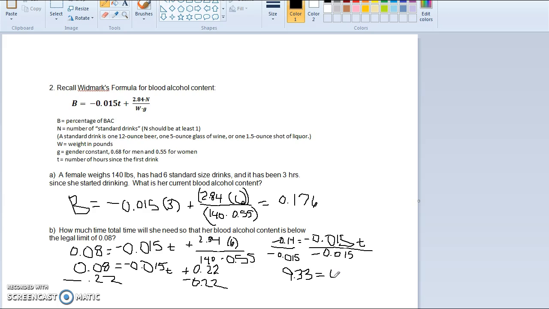So she needs to wait more than 9 hours before she will be legally safe to drive. If you calculate, that's 1/3 of an hour, so it's about 9 hours and 20 minutes. But for what we're doing, if you just left it as 9.33 hours, that would be fine.